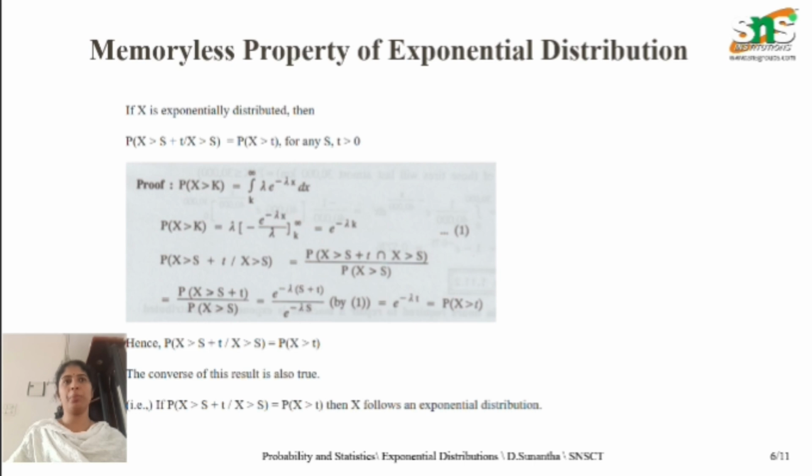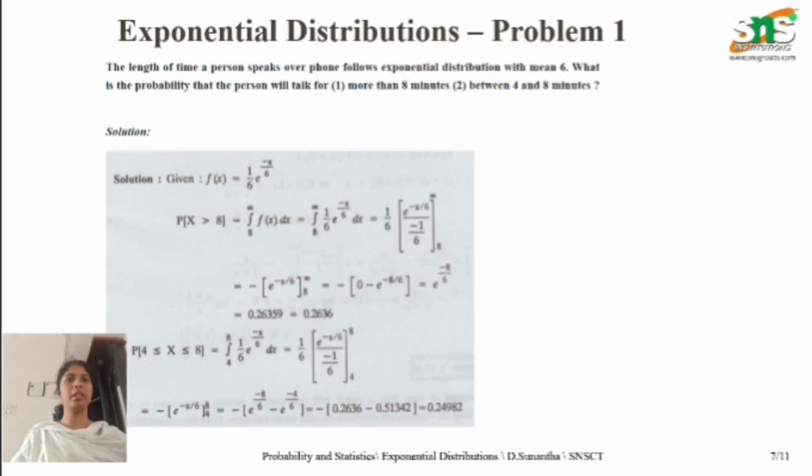So let us see one problem. In the given problem, the rate parameter is identified. Next, using the exponential probability formula, the required probability is calculated. That is, first we identify the lambda value. After that, we substitute the given time value. Next, the exponential formula is applied and the calculation of probability is done.